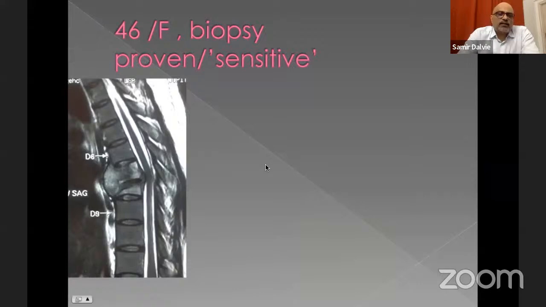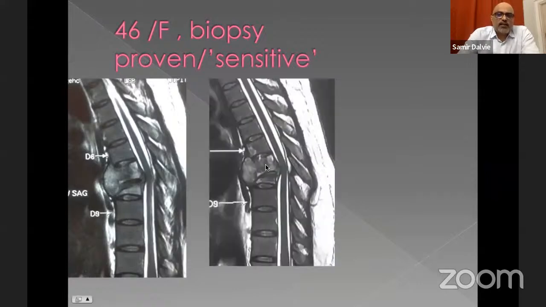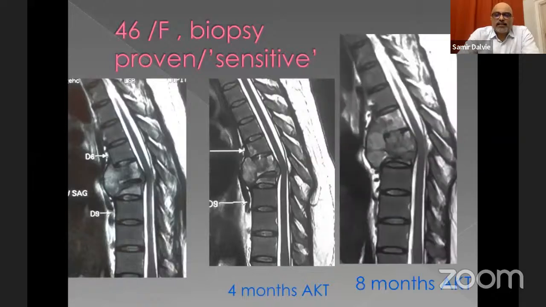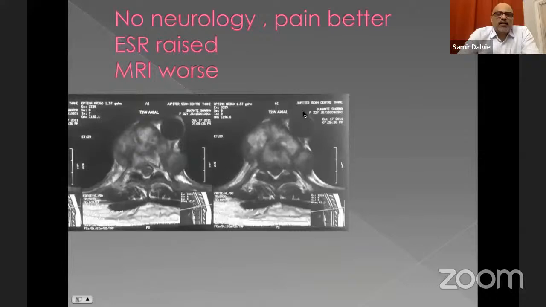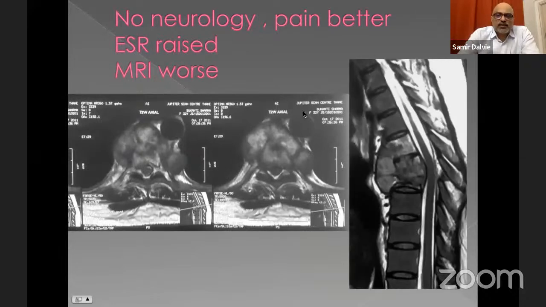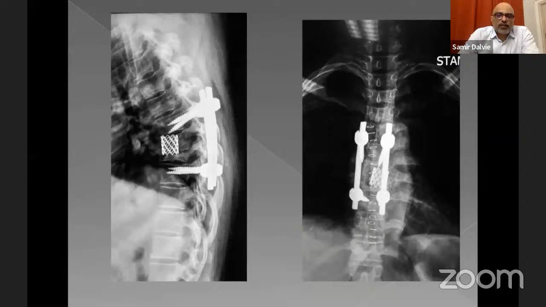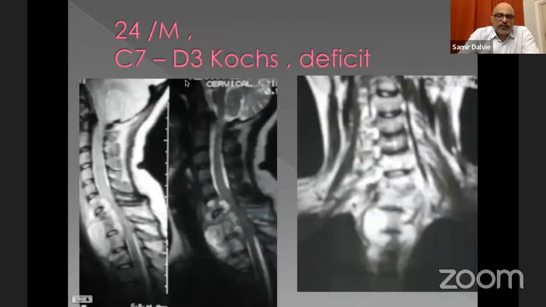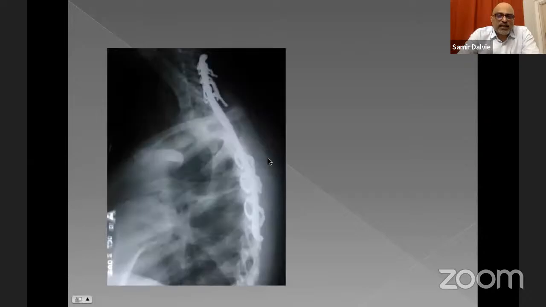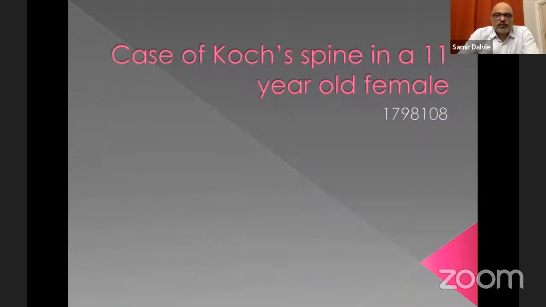Another one, again biopsy proven sensitive disease, but 8 months of AKT taken now, and still there is plenty of disease there, and a bit of compression, and the MRI was getting much worse in this patient. So this patient again was operated. We did a posterior fixation and a transpedicular decompression, and then this patient got better. This is another young patient at the cervicodorsal junction with extensive disease and translation. We've seen this patient before, and implants become the problem. So for this, we use this device, which is a heart shield.